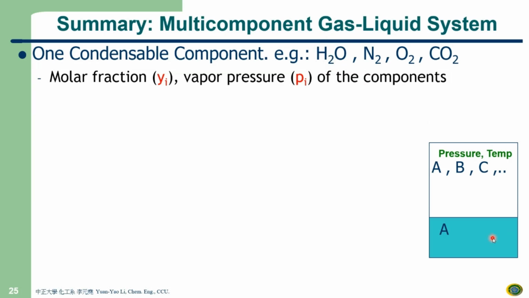So you will create an environment like this. You have different pressure and temperature, and you have a lot of species in the gas phase. But only one type of gas can be condensed, which is H2O. For the molar fractions, Yi, and vapor pressure of the components, you have molar fractions of the gases in the gas phase, but only one species in the liquid phase, which is Ya equal to 1, and A will be H2O.